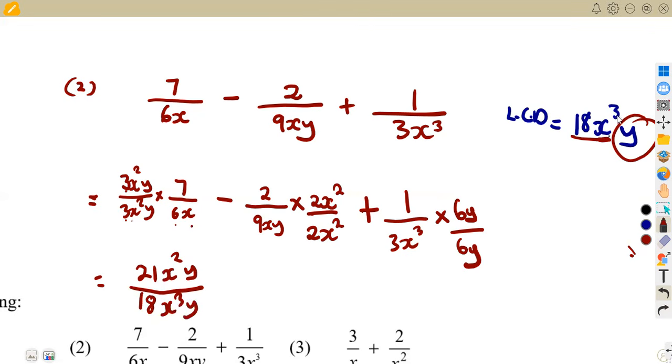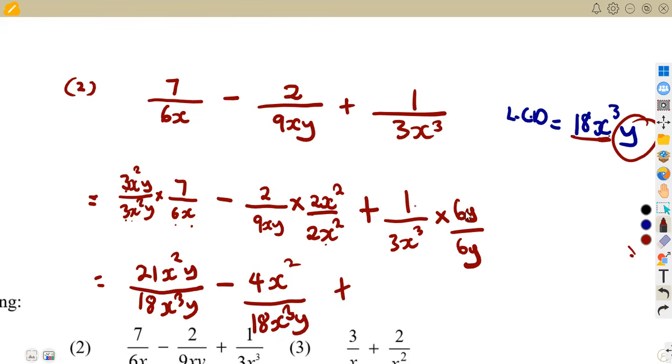As you can see, that's your LCD. So do not cancel, because if you cancel everything, you're going to go back here. So don't cancel anything. Leave it like that. Minus, you do the same thing, 2 times 2 here, which is 4x to the exponent of 2 over, if you multiply 9xy and 2x squared, we are going to obtain 18x cubed. So that's x and x squared, which is x cubed y like that. As you can see, it's the same.